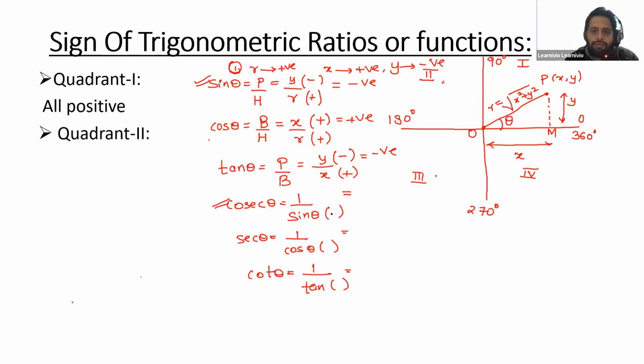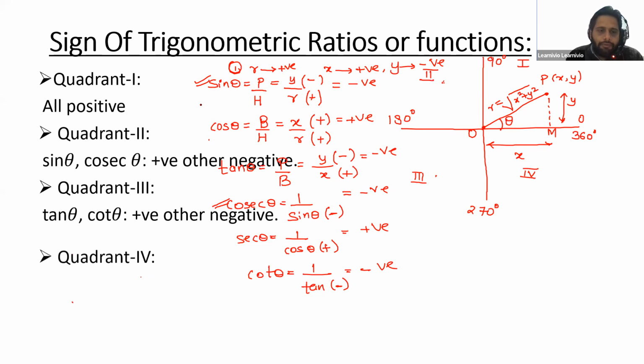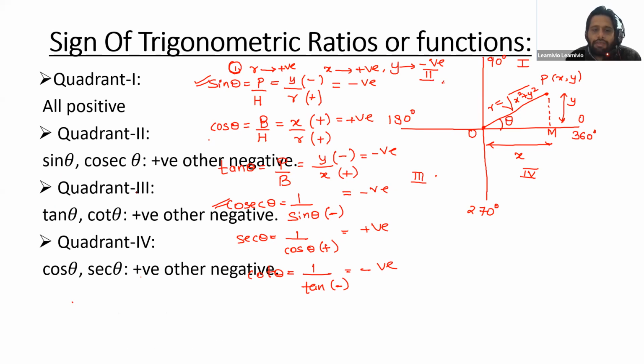Now 1 by sine, what is sine? Negative. So cosec will be negative. Cos is positive, so sec is positive. Tan is negative, so cot is also negative. So cos is positive, that's why its reciprocal sec is positive, and remaining all the ratios will be negative. Please note down this and let me know if you have any doubt. Now in the fourth quadrant, cos and sec are positive, others are negative. So please note down this.